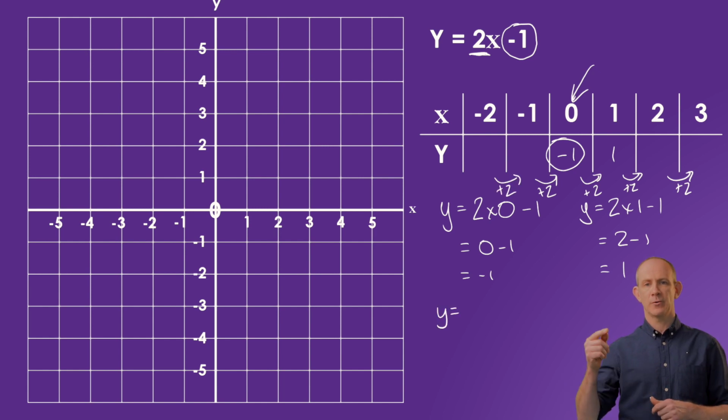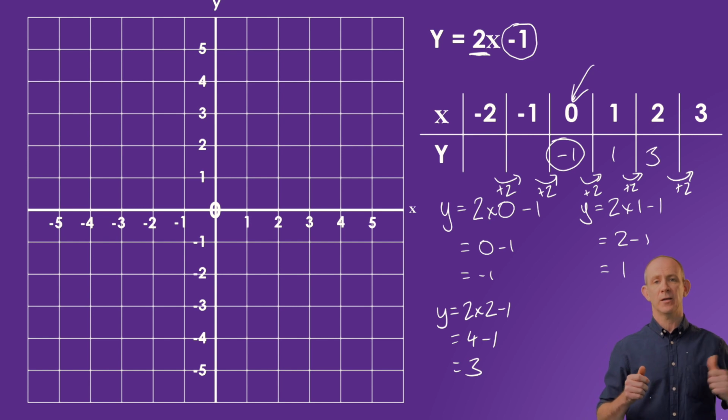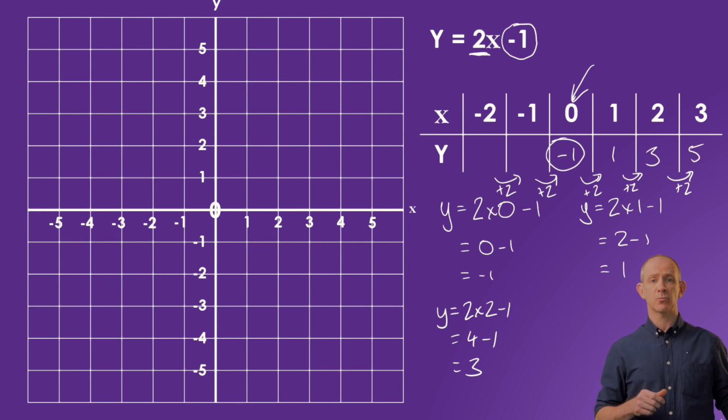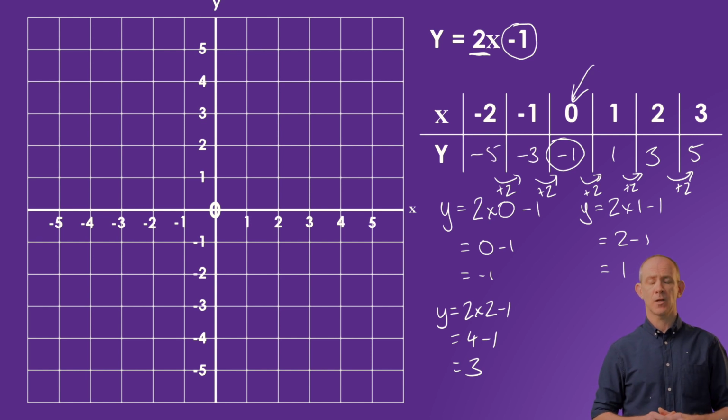So we can go up 3, 5, and if we draw this constant increase in, we could also backtrack and go back to when x is -1, the y value would be -3, and when the x value is -2, the y value would be -5. So now we have the full range of coordinates for this line or graph. We can now plot these on the graph.